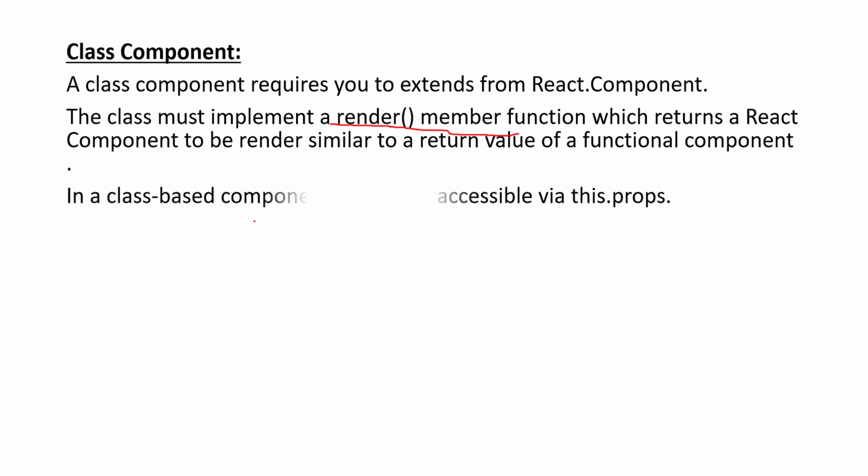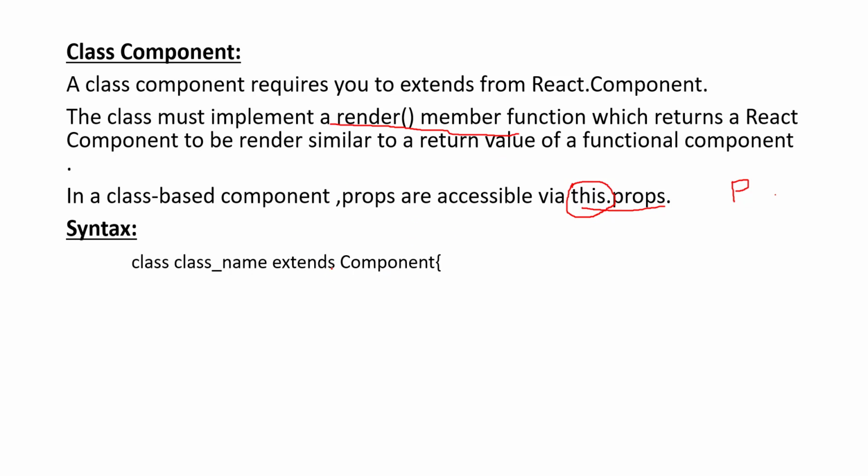In a class based component, props are accessible by this.props. One thing must be noted here: for a functional component we only use props, then dot, then name. For the class based component we will use the this keyword. This is one of the keywords in JavaScript. It means the current object. For a current object we use this. Syntax here.